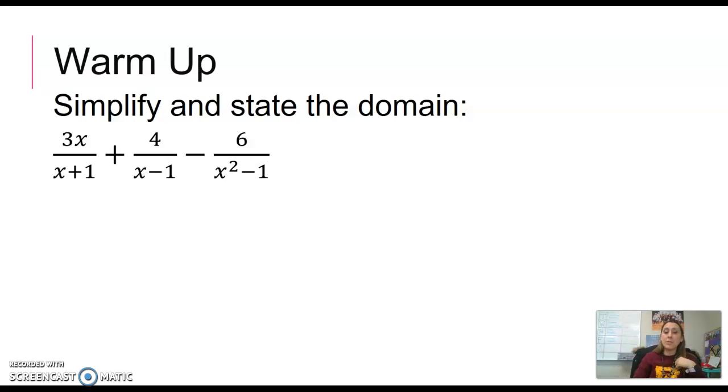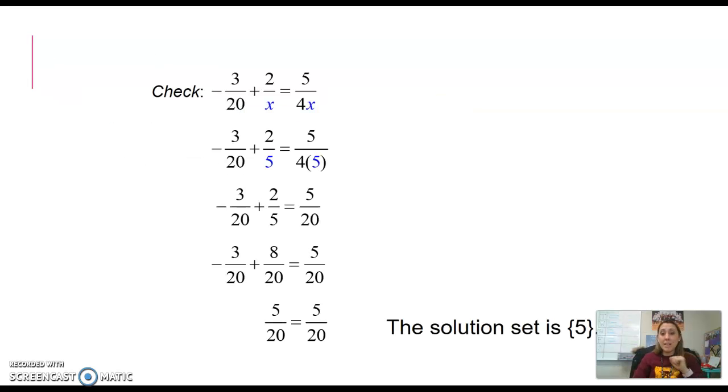Alright, so now we're going to do the same thing. Oh, this is the warm-up for tomorrow. So that is my last example today. I will go into more complicated cases tomorrow.